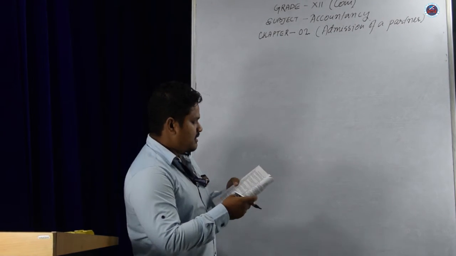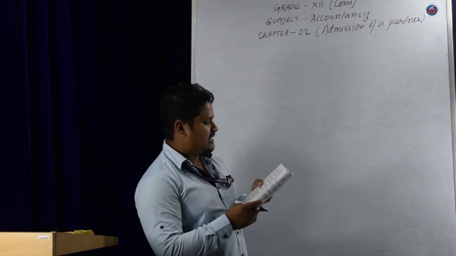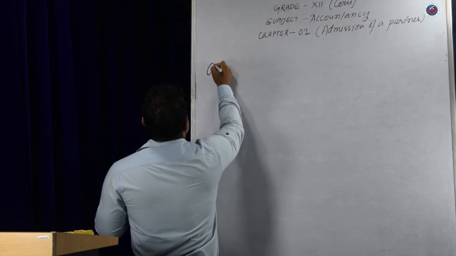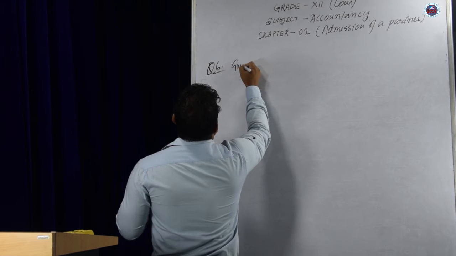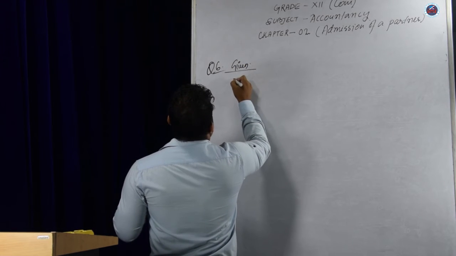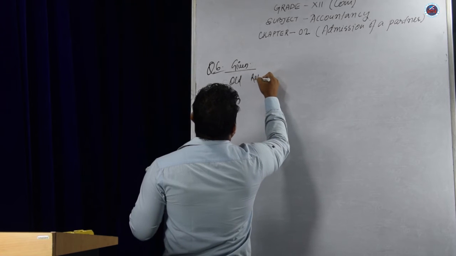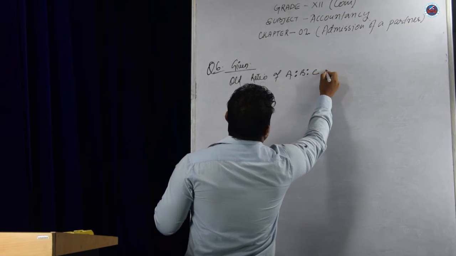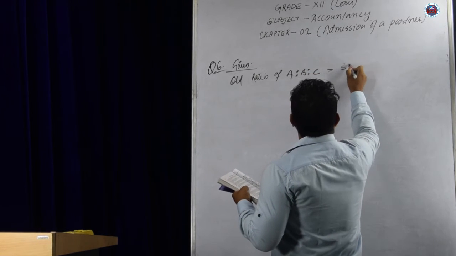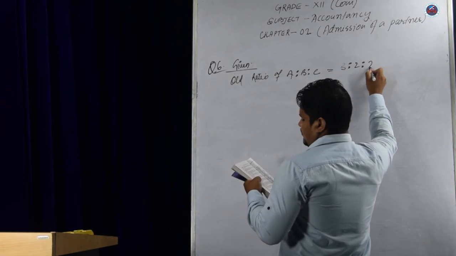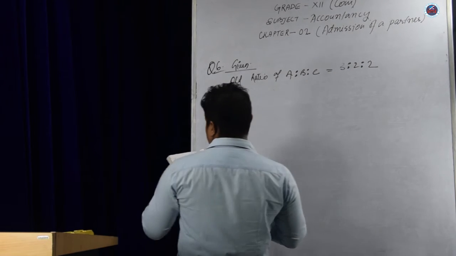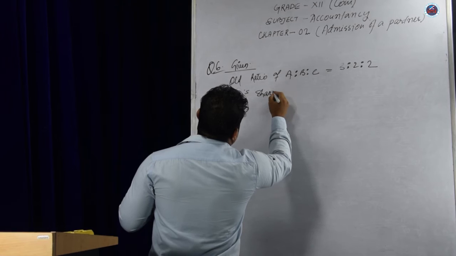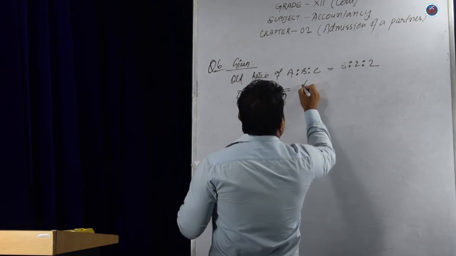Now question number 6. Question number 6 says that A, B and C are partners sharing profit and loss in the ratio 3:2:2. So the ratio of A is to B is to C is equal to 3:2:2. They admitted D as a partner for 1/5 share. D is a new partner, so D should get 1/5.